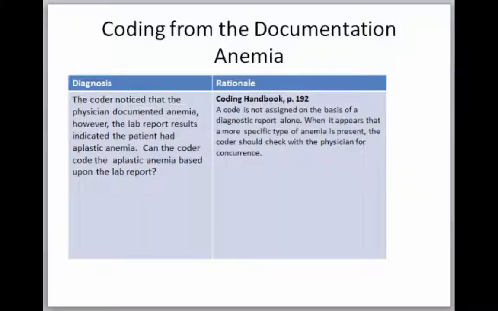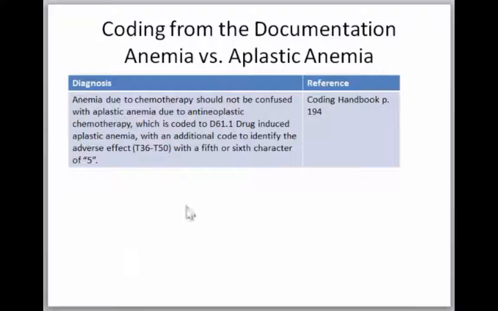If you notice on a lab report that it certainly looks like someone has anemia, you don't code from that. If you think you have sufficient evidence to ask a doctor, should this code be included, then you would have a query, but you do not as a coder have that freedom to code. And don't forget that anemia due to chemo is not the same as aplastic anemia due to chemo, which is coded to a specific D61.1 code.